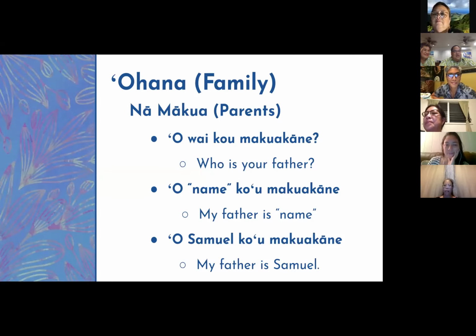Okay. Good. Any questions with this question? ʻOwai ko makua kane. It's pretty easy, yeah. The good thing about these name questions is all you gotta do is fill in the blank. It's kind of like a math equation. Just take out vai, put in their name.